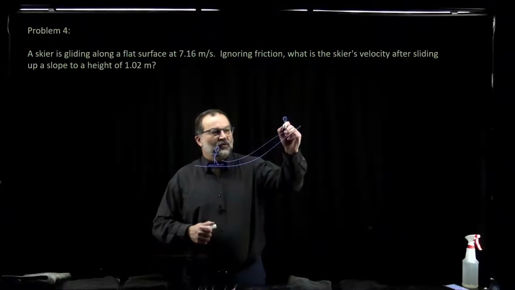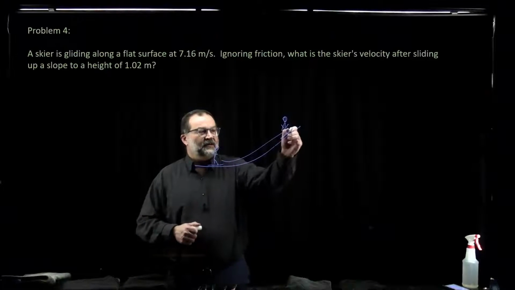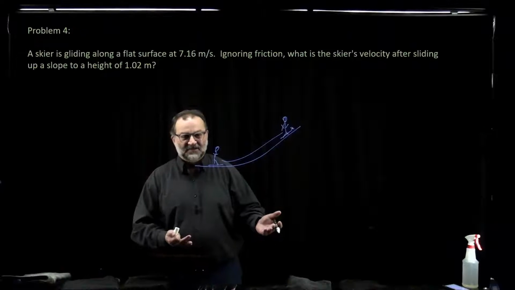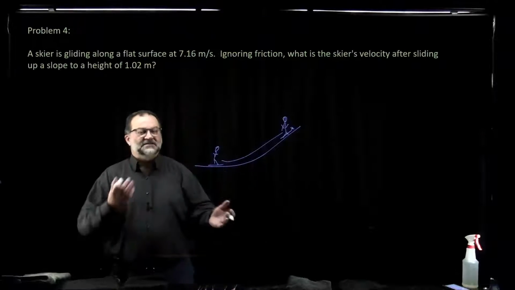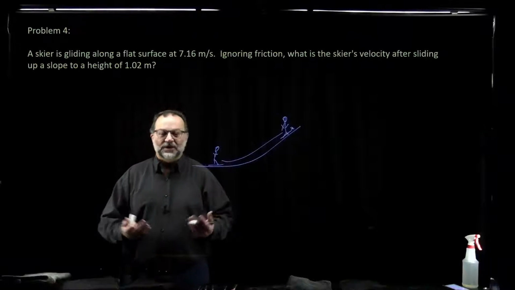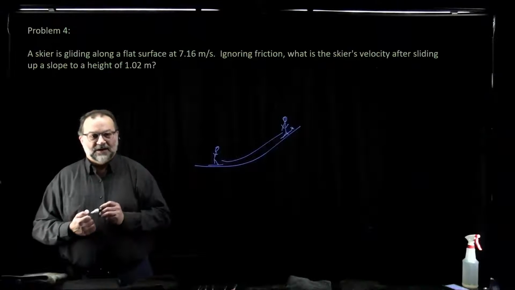a slope. And the question is, after we get up here, what is the velocity? So what do we know? Physics is all about putting together a puzzle. So let's talk about what we know. We know the initial velocity.